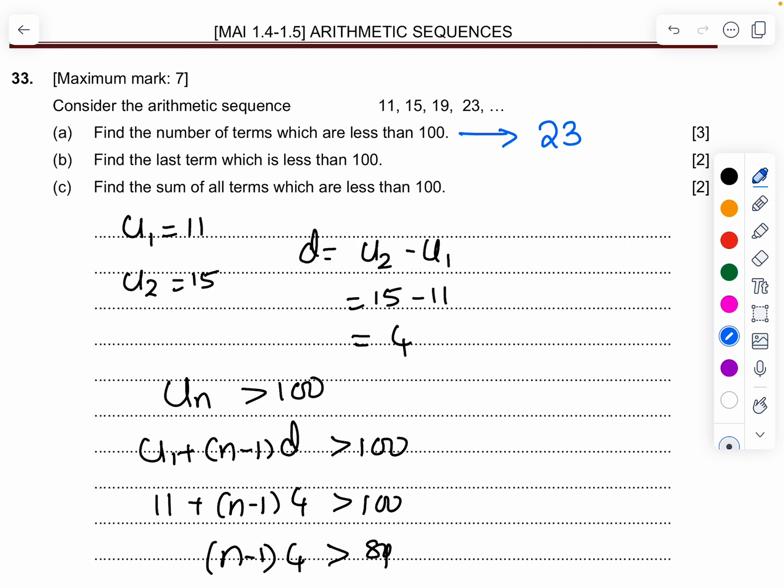Find the last term which is less than 100. So the 23rd term is less than 100. So which is U1 plus 22D. U1 is 11 plus 22 times D, which is 4. So which is going to be 99.